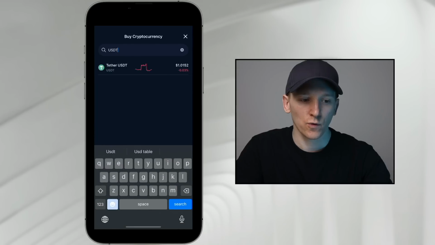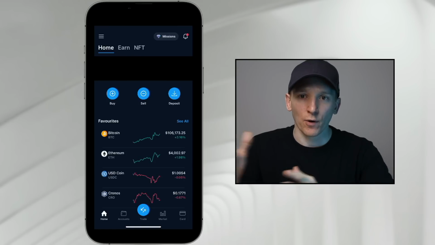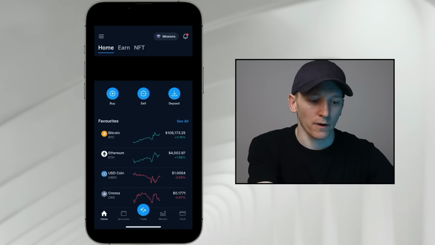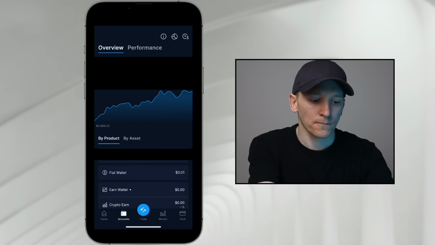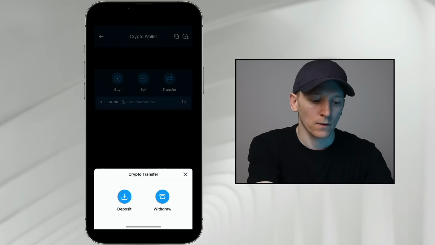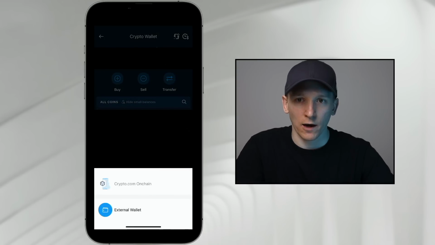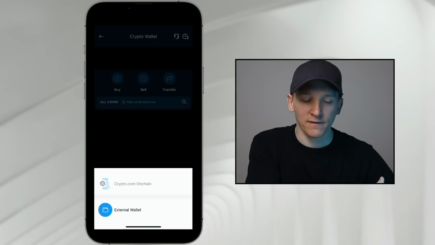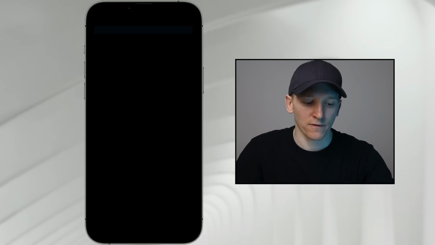So I've got two assets. I've got USDT and I've got ETH. Now I want to send both of those to my wallet address that I just copied. So I'm going to press accounts, crypto wallet, transfer, withdraw. It's the same for every account, right? So deposit fiat, trade into the assets that you want, withdraw them. So I'm going to press external wallet.